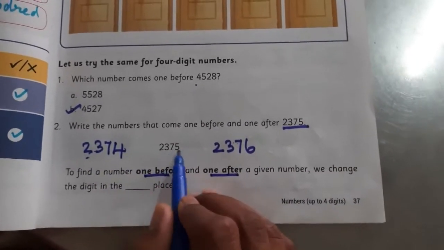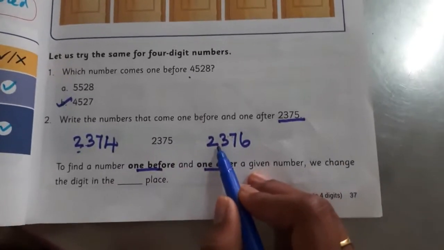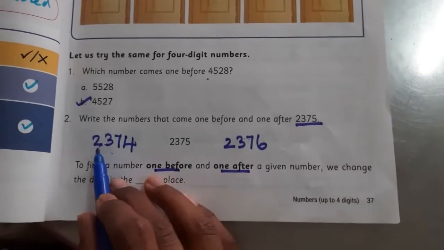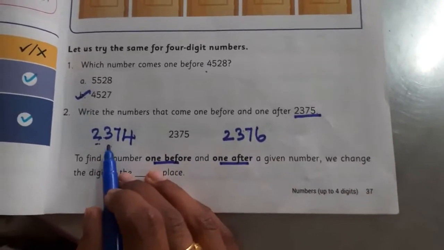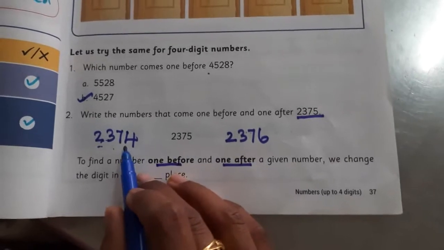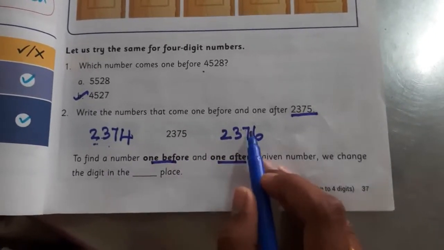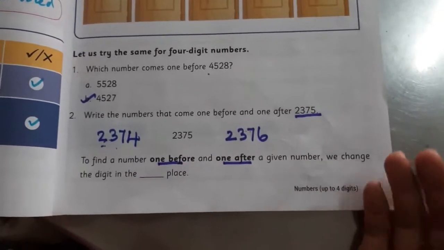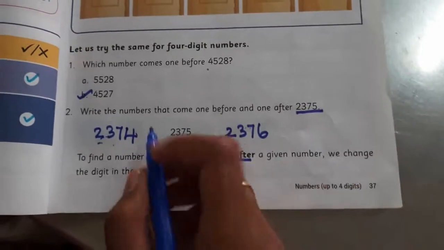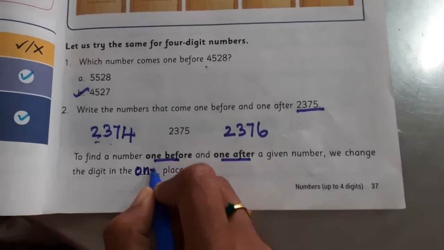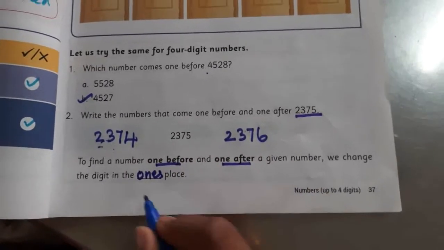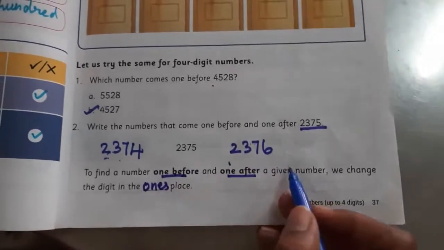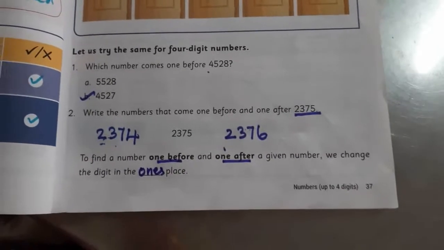2374, 2375, 2376. Which place has been changed? See the thousands place: 2, 2, 2. In the hundreds place: 3, 3, 3. Next, in the tens place: 7, 7, 7. But in the ones place: 4, 5, 6. So obviously which place has been changed? Yes, very good. That is the ones place. Write ones, O-N-E-S. The ones place has been changed to find a number one before and after for a given number. Okay, now we understood.